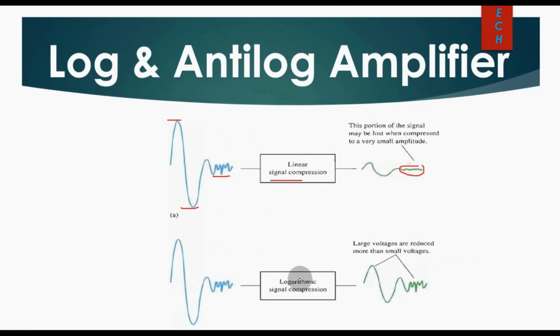If you use the logarithmic signal compression approach, this is your input signal. You can see large voltages are reduced more than small voltages. The larger amplitude voltages are reduced more, while the smaller are reduced too, but not by the same percentage. So this is why we need the logarithmic signal compression approach rather than the linear signal compression approach, right?